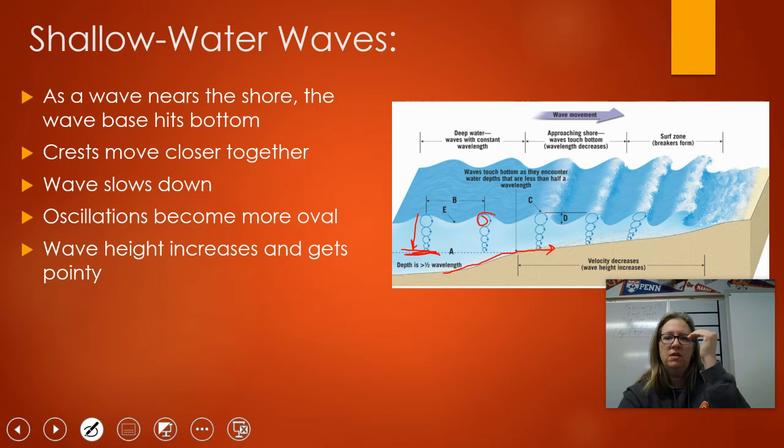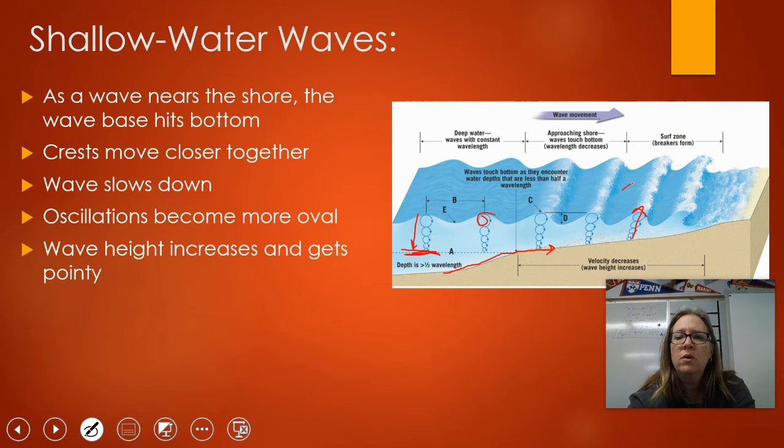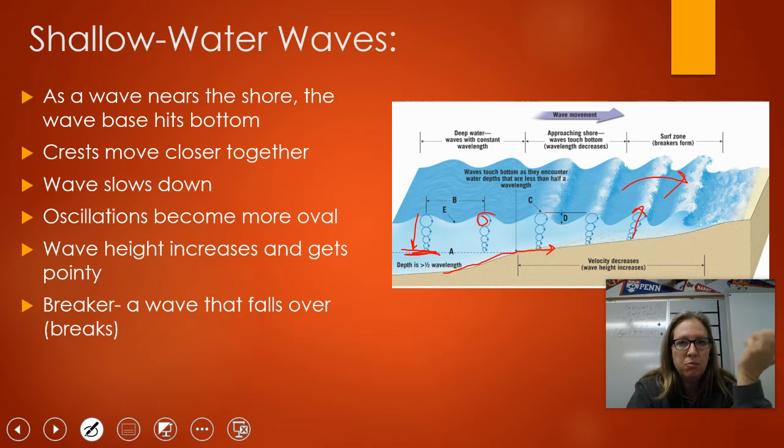That water has to go somewhere though, and that energy and that movement has to go somewhere. And so what it does is it starts pushing the wave height up higher, but it also starts to get pointy, and that's unstable. And so eventually that pointiness falls forward, and it always falls in the direction that it's moving, okay? That's known as a breaker. That's when a wave falls over, it breaks, okay?